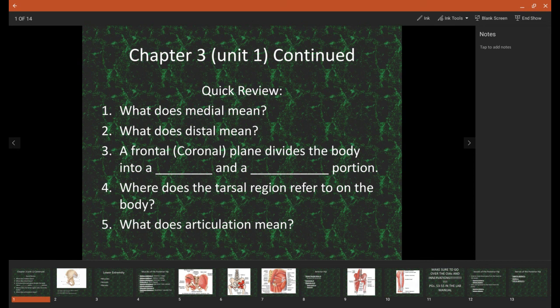Still rolling on chapter 3 here. On this PowerPoint presentation, we're going to cover the muscles and all of the blood vessels of chapter 3. But first, let's go through a quick review.